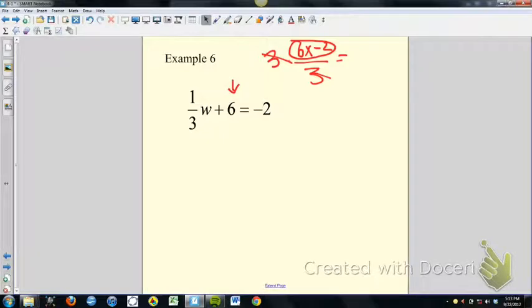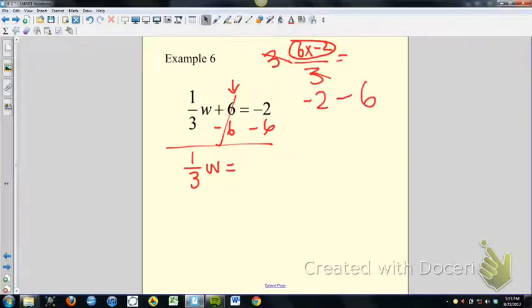So we try to get rid of addition first. We're going to do that by subtracting. So you bring down the 1/3 w is equal to. Now let's write this out horizontally so that we don't make a mistake. So that's negative 2 plus negative 6, which is negative 8. Okay. Now let's pick a different color here.